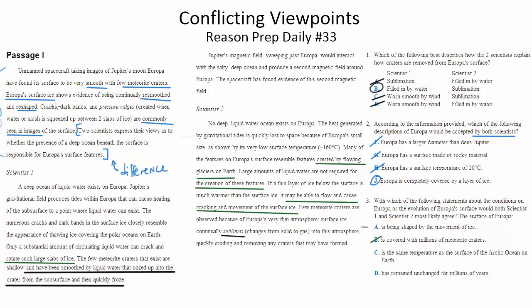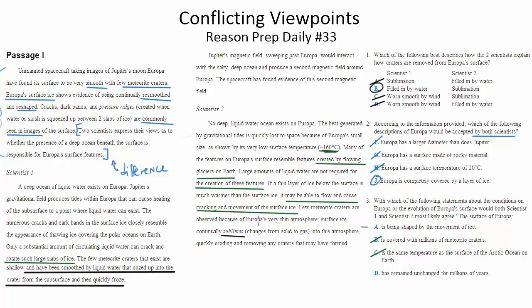B, is covered with millions of meteorite craters. No, the whole point of this passage is to talk about why there are so few craters. What are the features of the surface that are smoothing those out? So B is contradicted. C, surface of Europa is the same temperature as the surface of the Arctic Ocean on Earth. Well, that doesn't make any sense because they tell us the surface temperature is really, really low. And they don't really mention anything about the Arctic Ocean on Earth anyway, so C is gone.